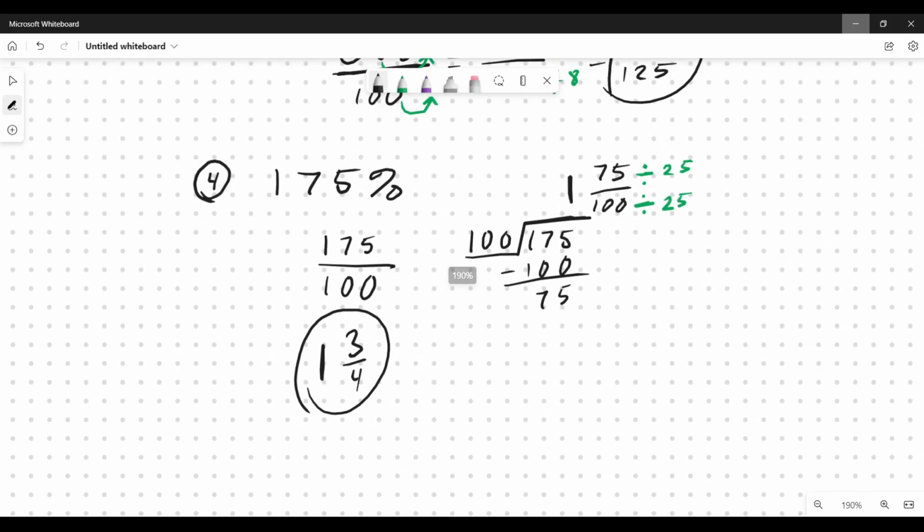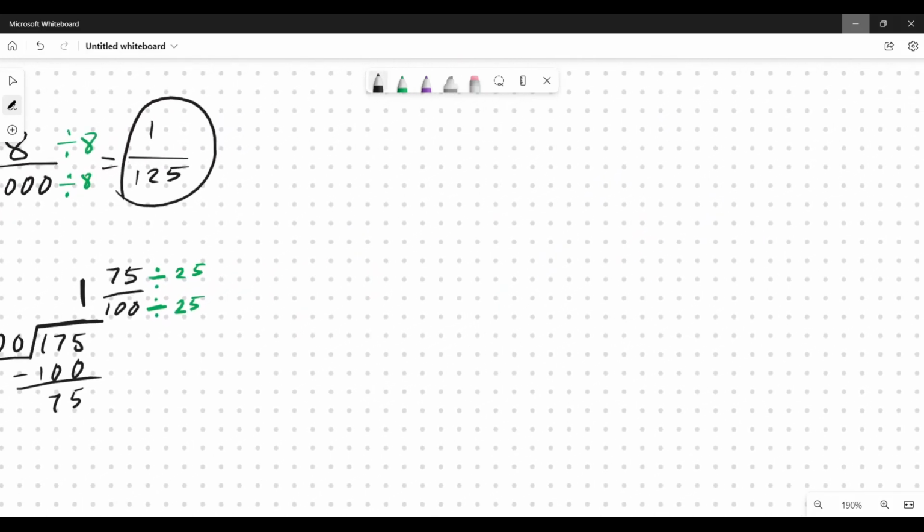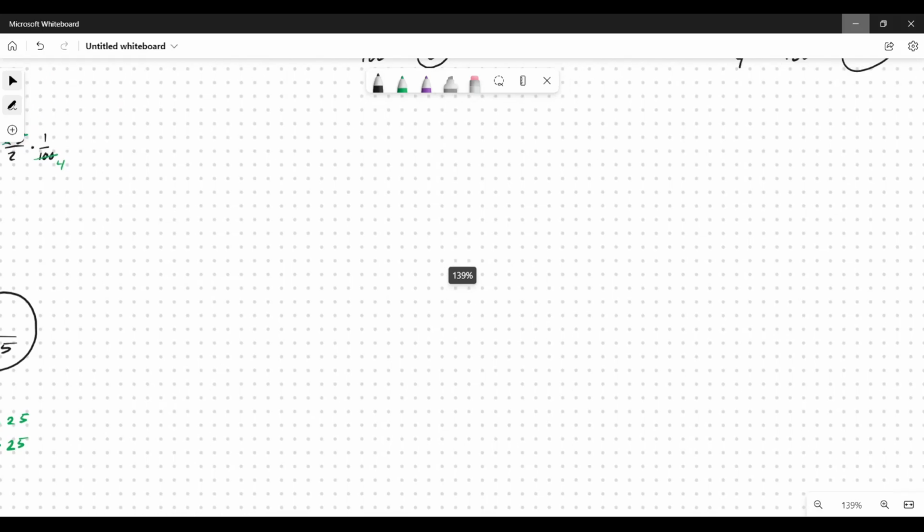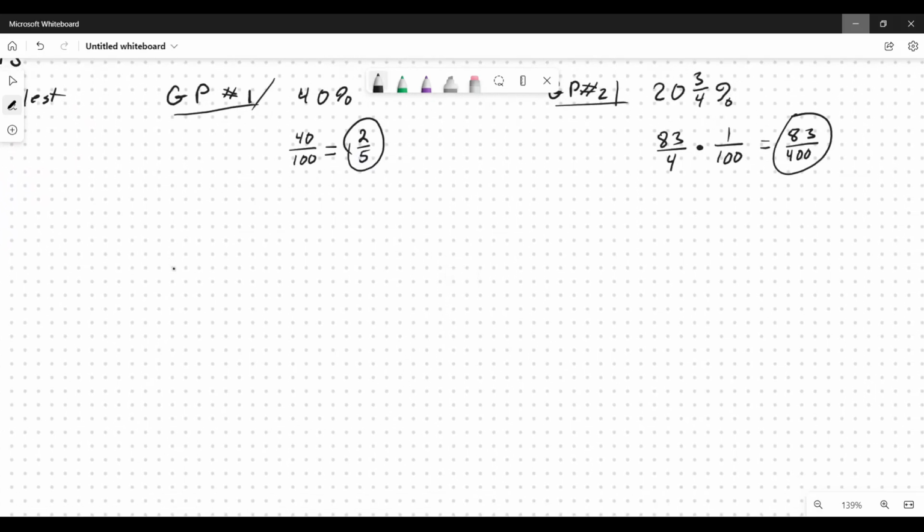Okay. Let's do a couple of GPs. Guided practice number 3 is 0.2%. 0.2%. And GP number 4 is 150%. Yes, Nathan, you should show your work.